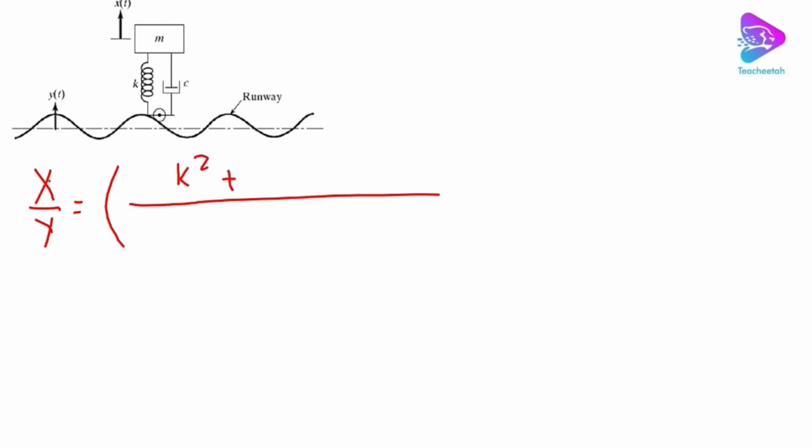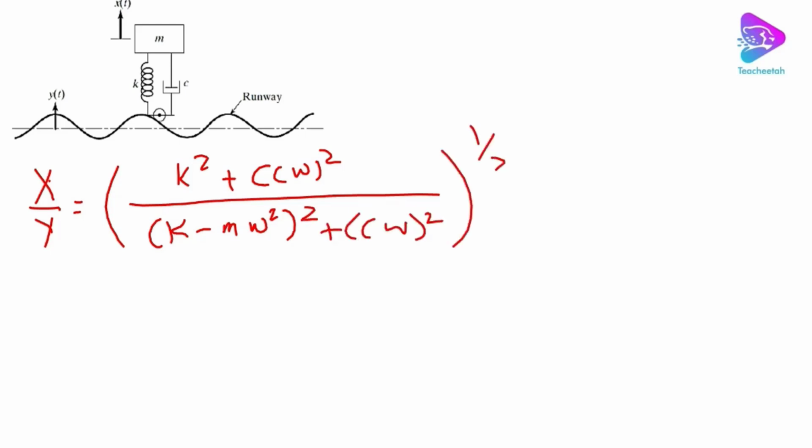So we found that x over y is equal to, you can simplify it as this formula, k squared plus c omega squared, divided by k minus m omega squared plus c omega squared, the whole thing to the power of half. So we can further simplify it.